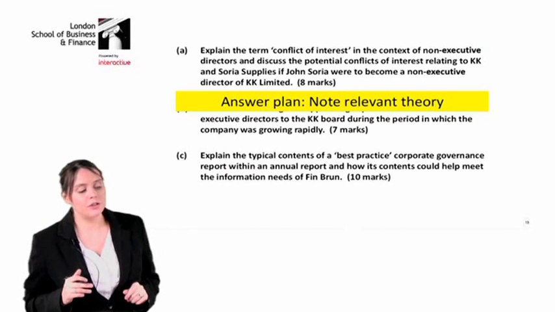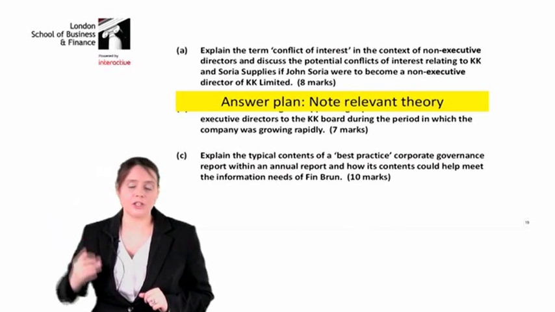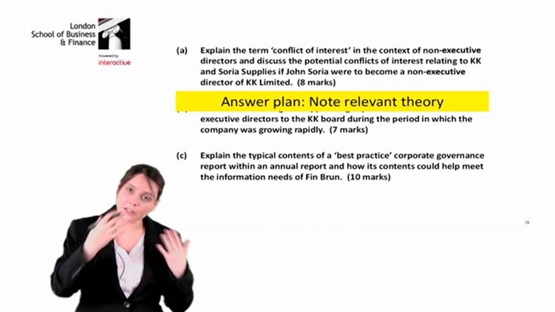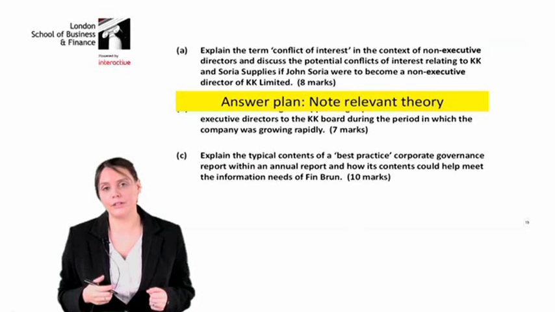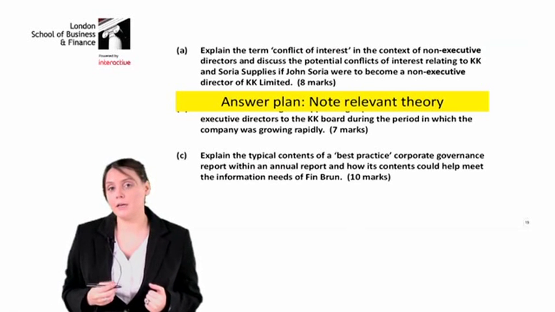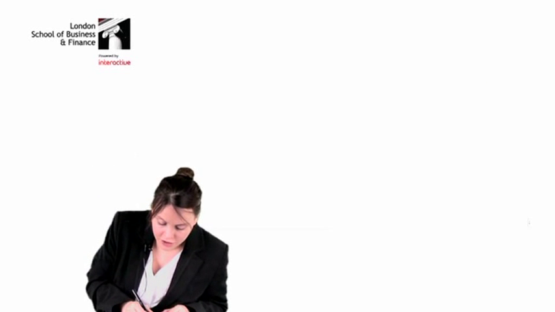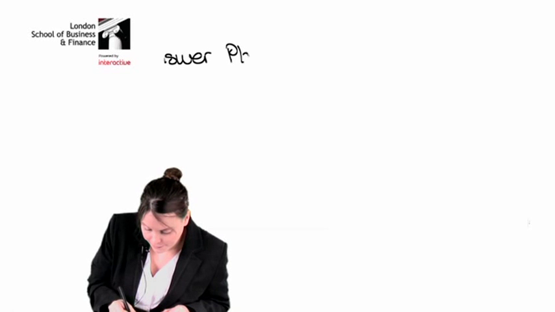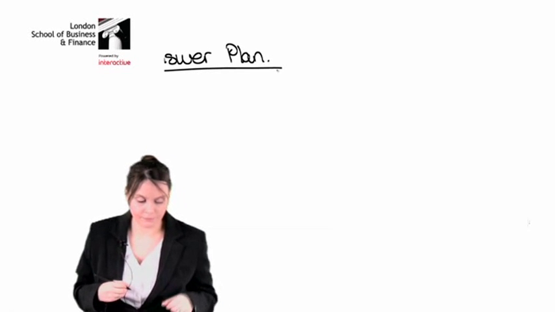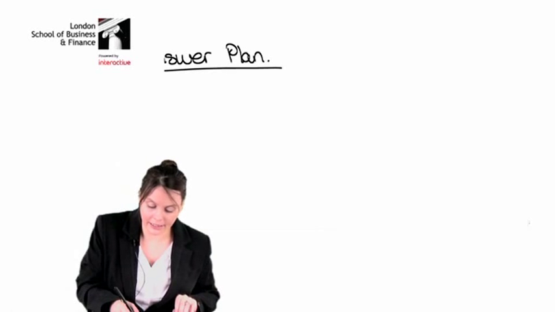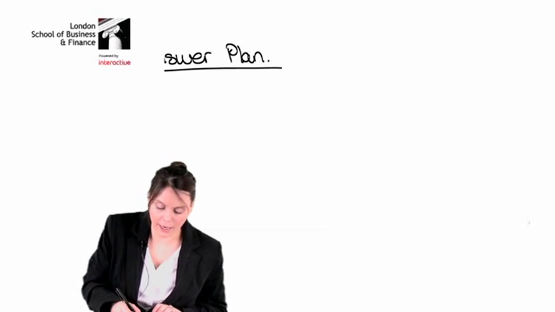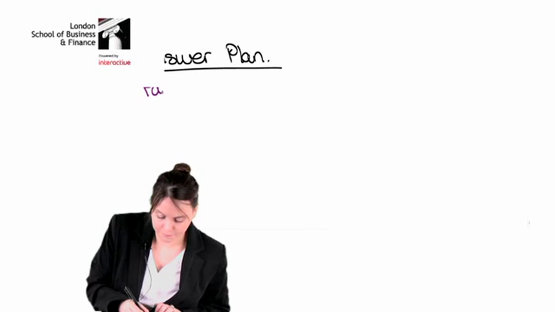So what we're going to do now is move into a separate sheet and begin to prepare our answer plan for this question, so you can see what it should look like. So we'll just note at the top of the page, this is our answer plan. Clearly label. Our first requirement is Part A.